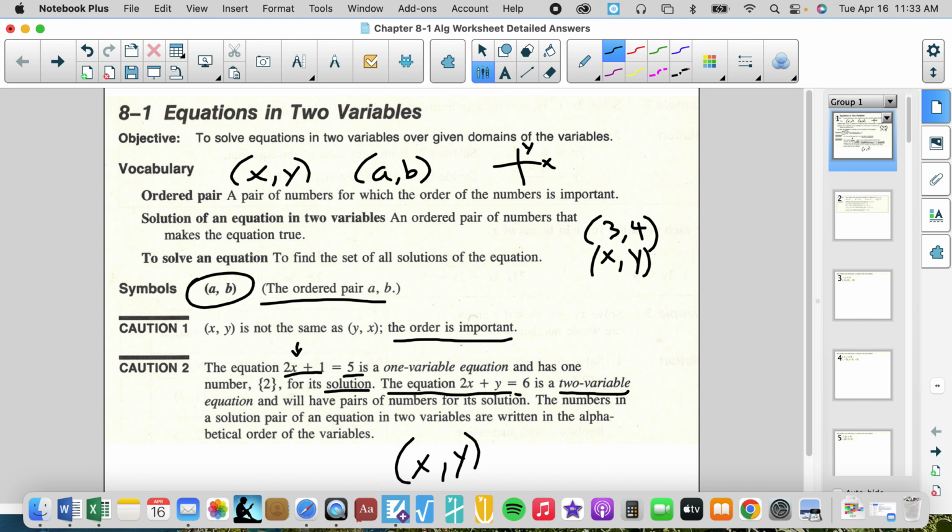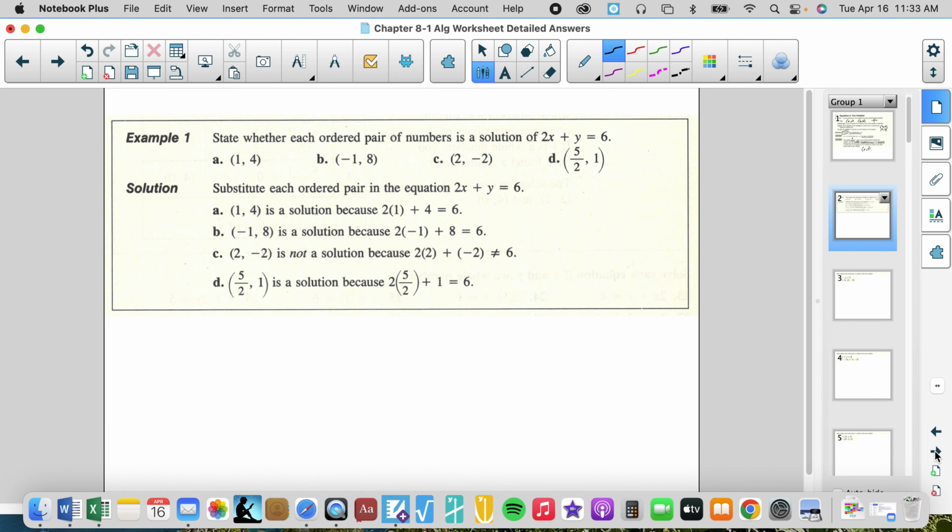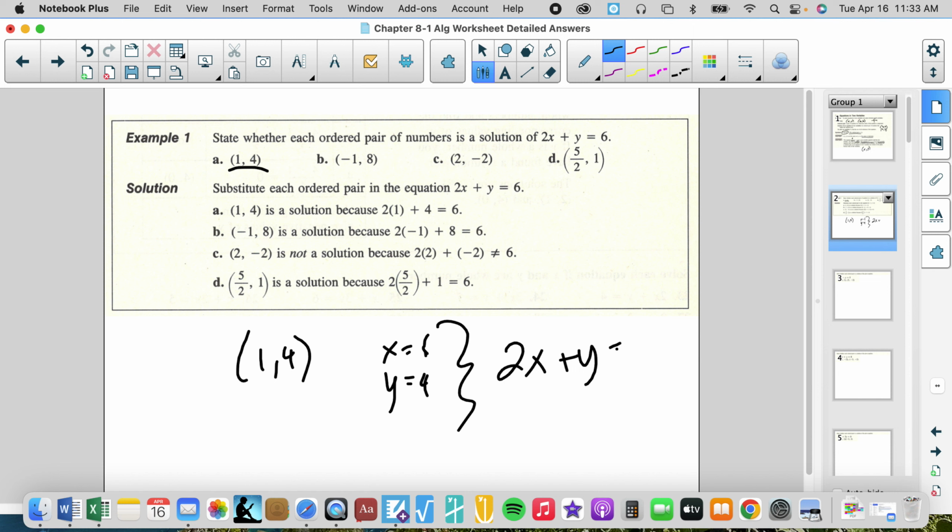We look at a problem. We'll deal with that later on. So state whether each ordered pair of numbers is a solution. So notice if we plug in 1, we have the coordinate 1, 4. That means x is going to have a value of 1. Y is going to have a value of 4. And we're going to plug that in to the equation 2x plus y equals 6. So we'll plug in 1 for x, 4 for y.